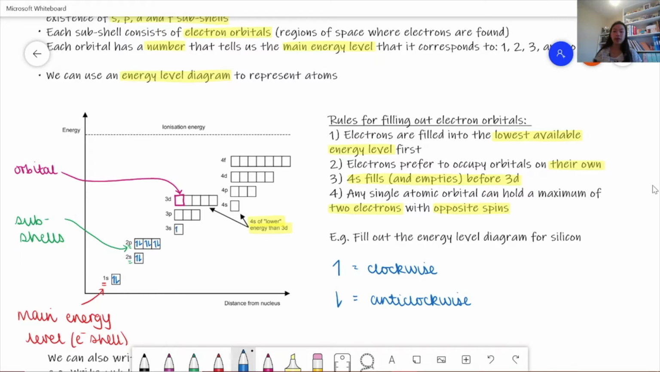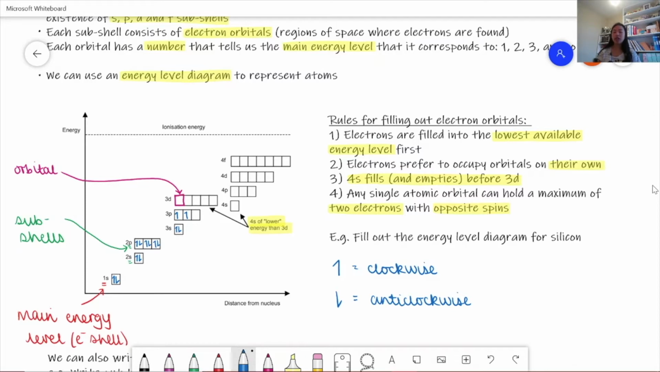So we fill out 3s with 2 electrons. And now we need another 2 electrons. And so now we need to remember about how electrons prefer to occupy orbitals on their own again. So we need 1 in this orbital and a second one in this orbital. So this is our finished energy level diagram for silicon.